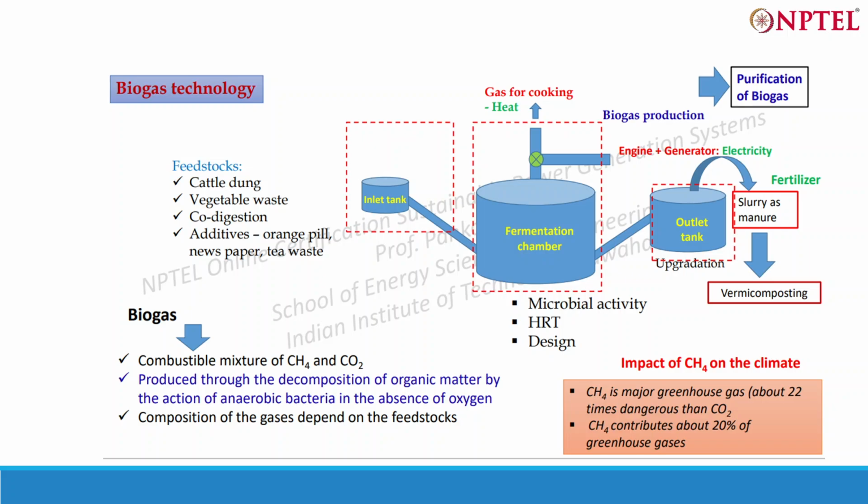Whatever biogas is generated goes for purification. What happens in purification? We strip the CO2 out of the biogas, so it becomes rich in methane. CO2 doesn't add any value in terms of calorific value; it doesn't add to the calorific content of the biogas. A combustible mixture of CH4 and CO2 is the biogas produced through decomposition. The composition of the gases depends on the feedstock.